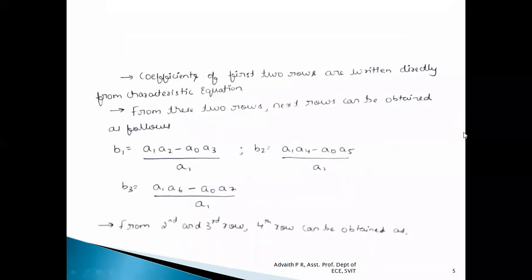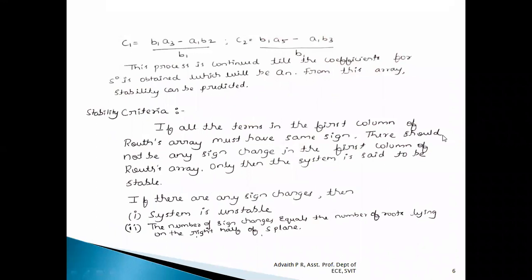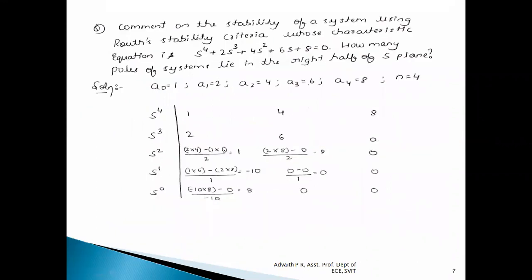So based on these stability considerations, let us solve a problem. Comment on the stability of a system using the Routh stability criteria, whose characteristic equation is given by s to the power of 4 plus 2s cube plus 4s square plus 6s plus 8 equals 0. And also predict how many poles of the system lie on the right half of the S plane.